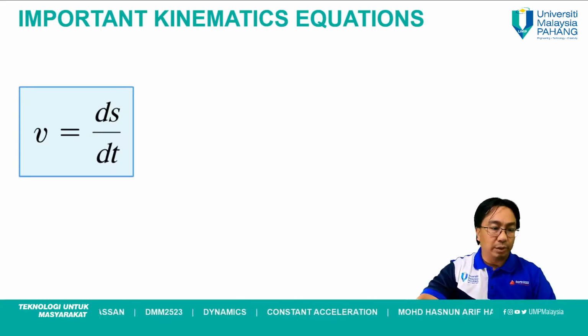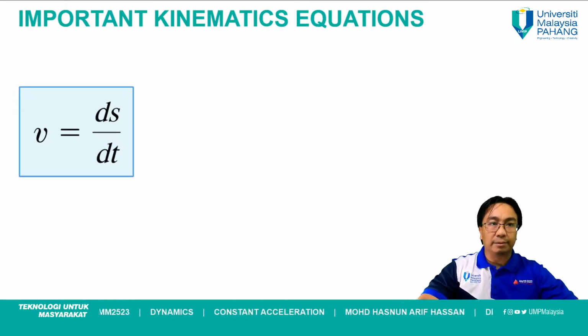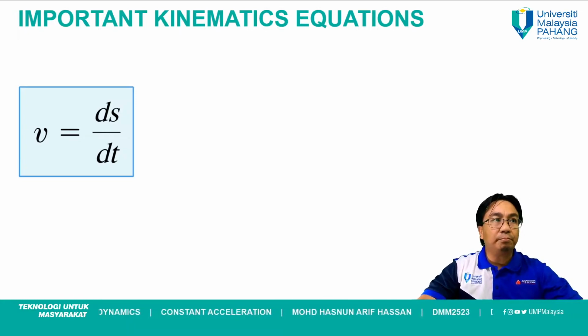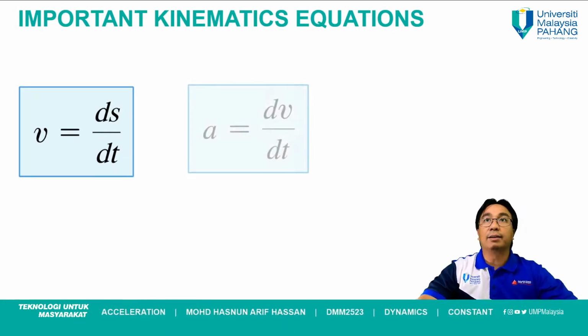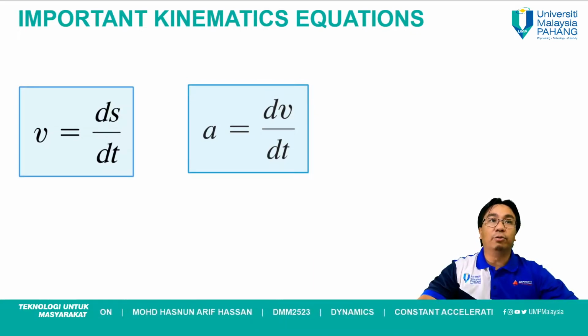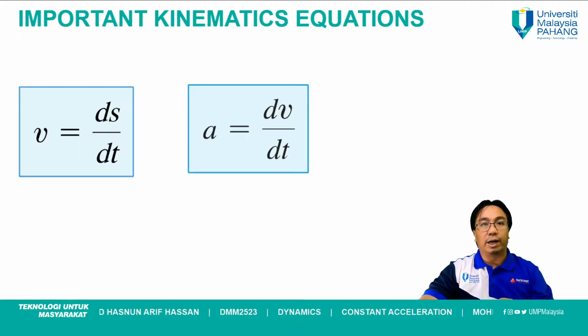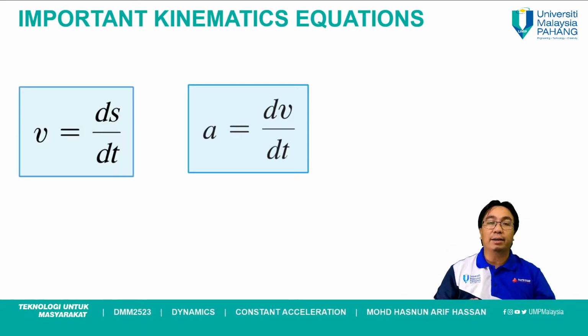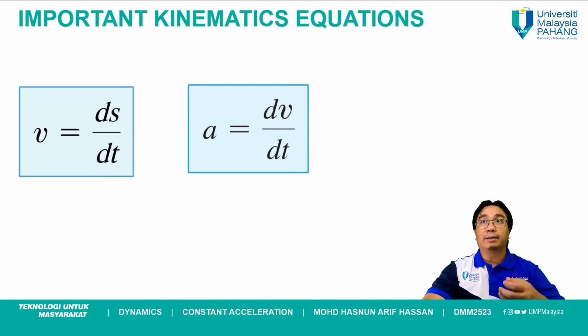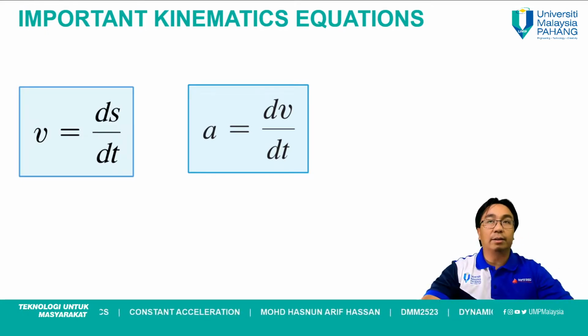Okay, yang kedua, apa yang kita ada? Acceleration. A is equal to apa? dv over dt. Correct. Syed Faris, thank you. A equals to dv over dt. So ini equation yang kedua. Acceleration ialah perubahan velocity dibahagikan dengan perubahan masa. So kadar perubahan velocity itu yang dimaksudkan.